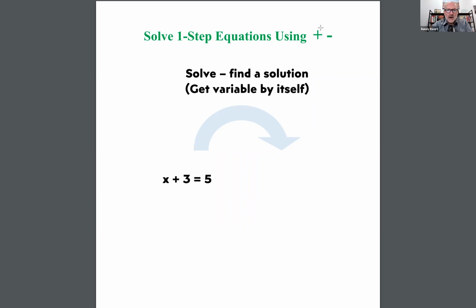Previously, we talked about the idea of solve, meaning to get the variable by itself. So you start with an equation and you do something so that the variable is by itself. Then we talked about how you get the variable by itself. We use inverse operations, and we saw that +3 minus 3, for example, would cancel. You get 0, and the 0 goes away, and you get the variable by itself.